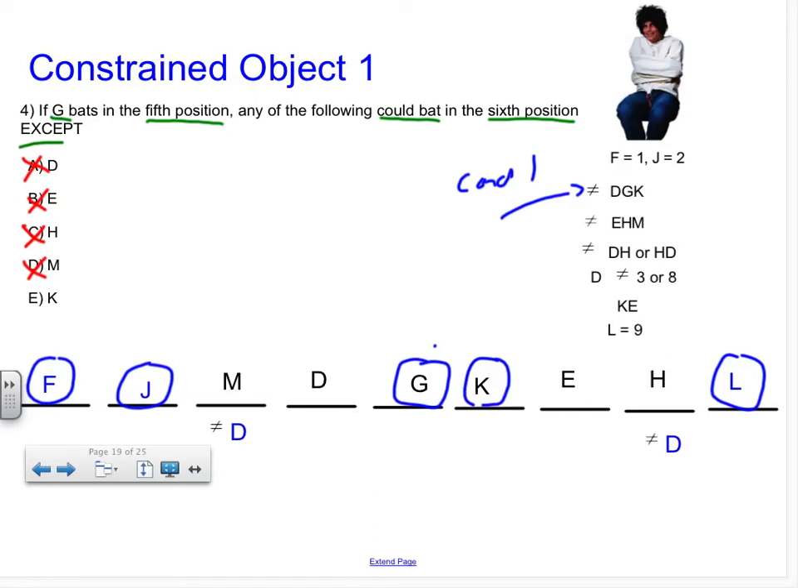So I know that D can't be in the fourth or seventh because they will break the condition. This isn't condition 1, this is condition 2. And it can't be in the third or the eighth because of conditions 1, 2, 3, 4, 5. And it can't be in position 1, 2, or 9 because those are taken by other constraint objects. So E is a correct answer.